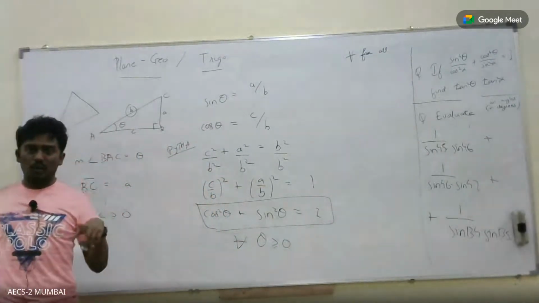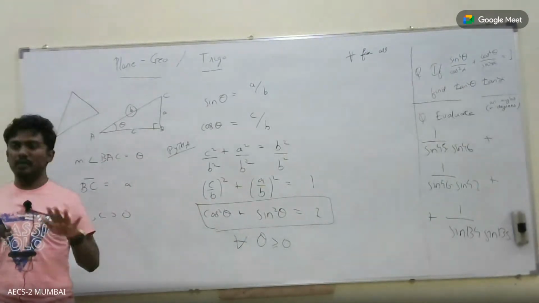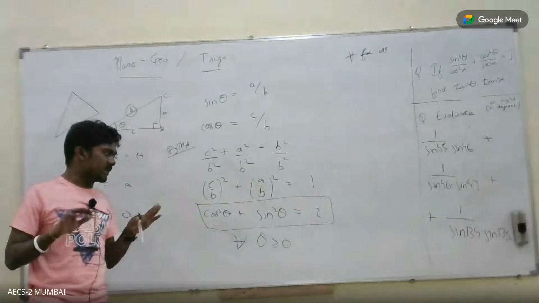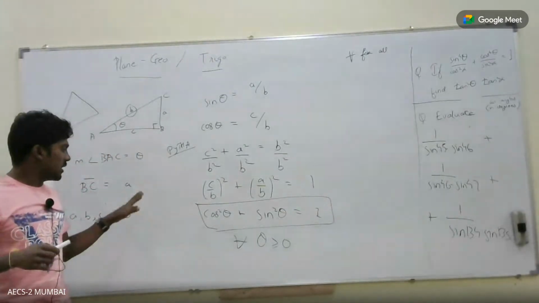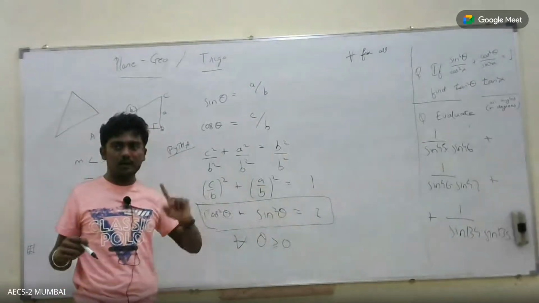By the way, does everyone know what's a radian? No? Alright, don't worry, we won't go there. So we'll stick to degrees for this class. So the first identity we have is cos square theta plus sin square theta is equal to 1.